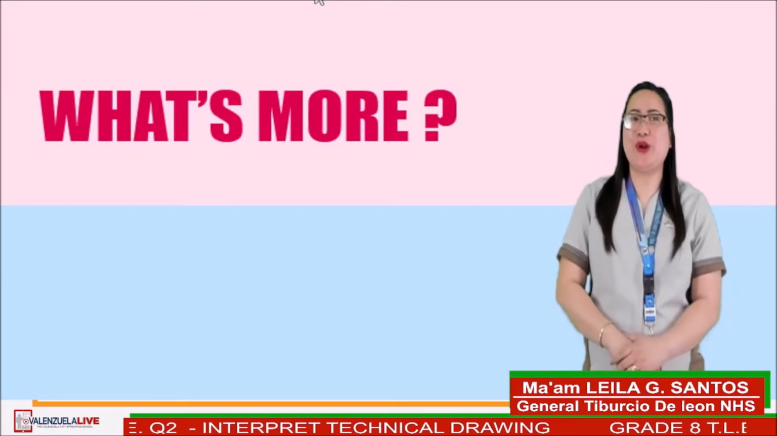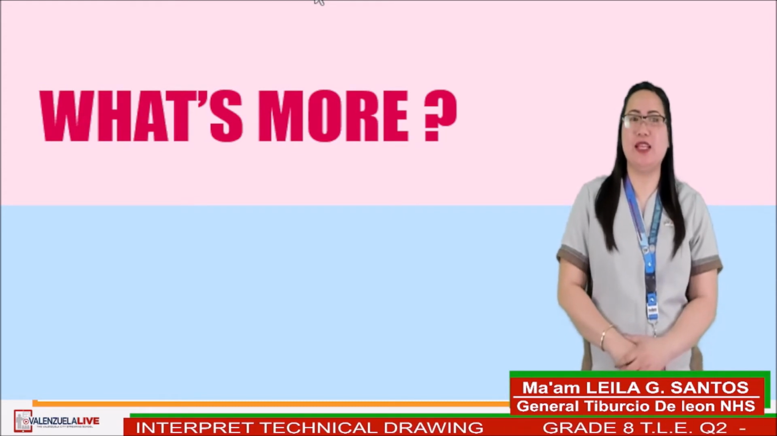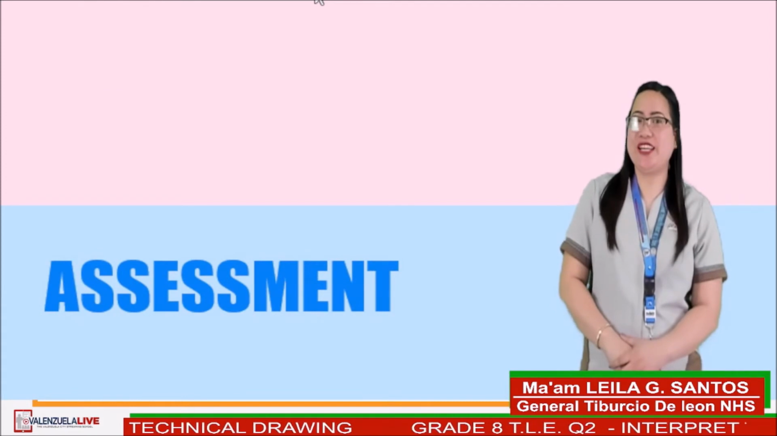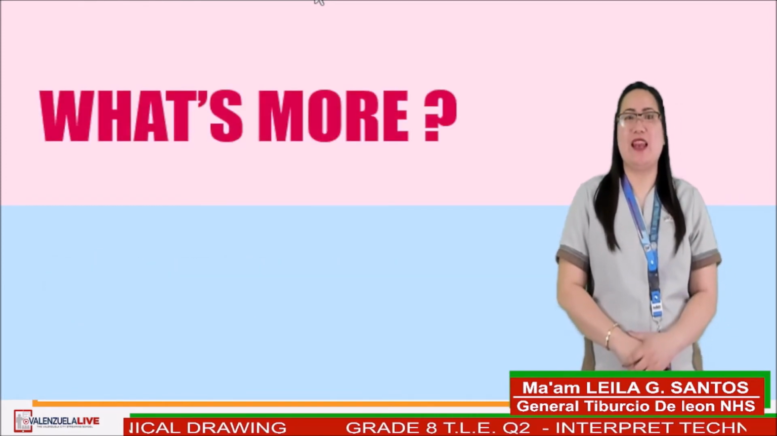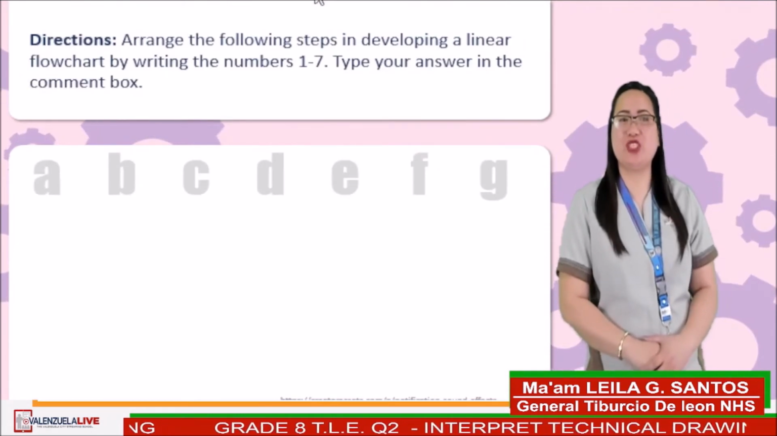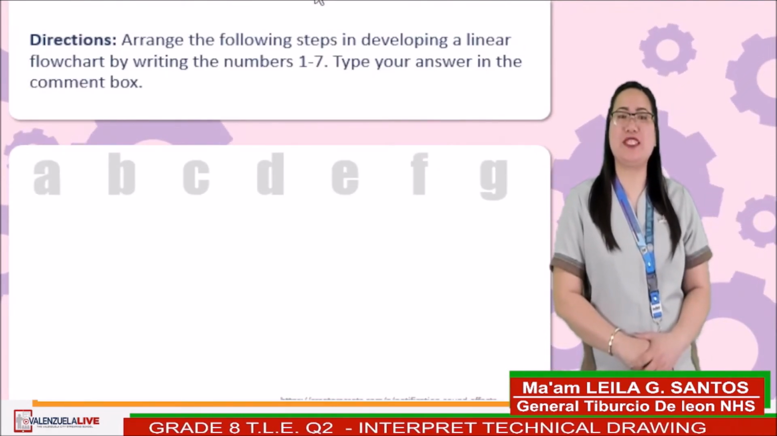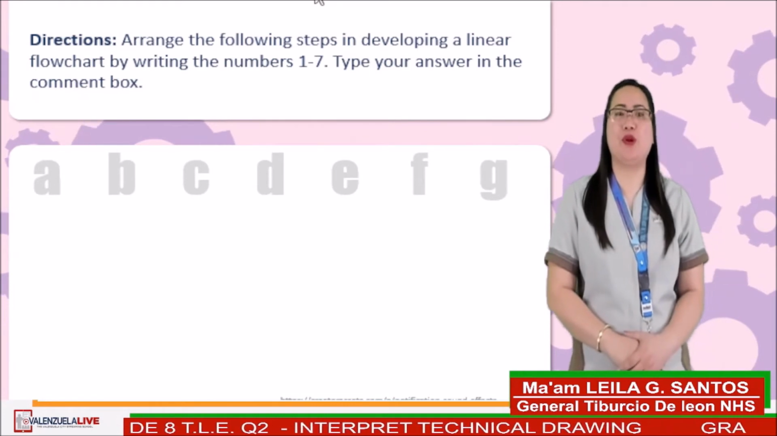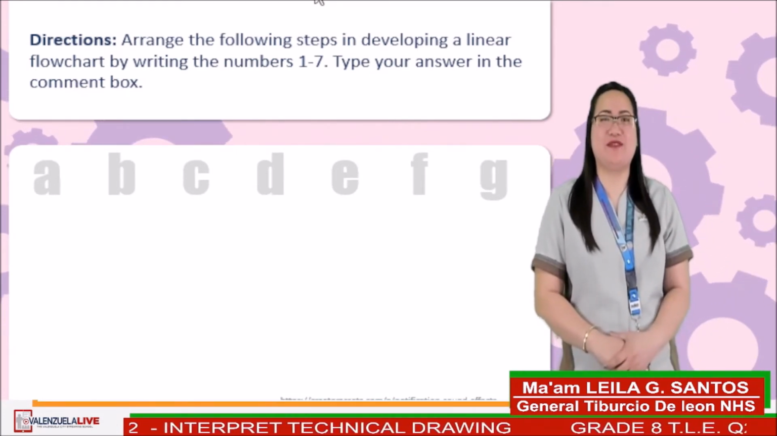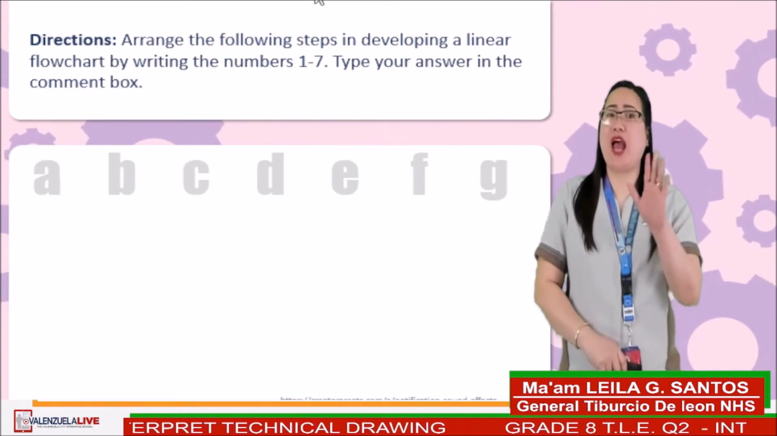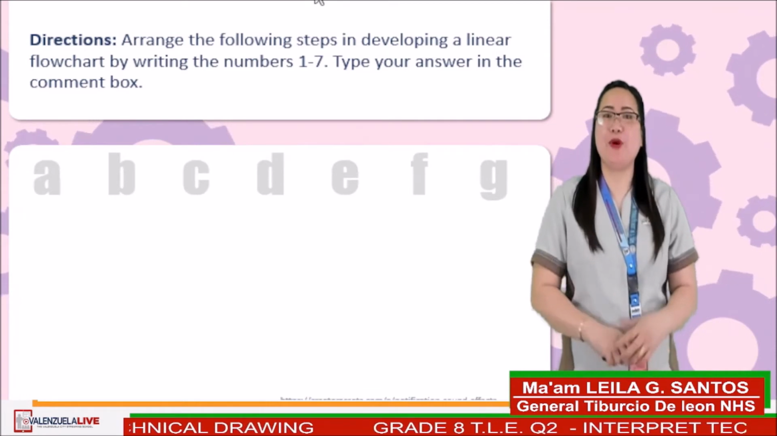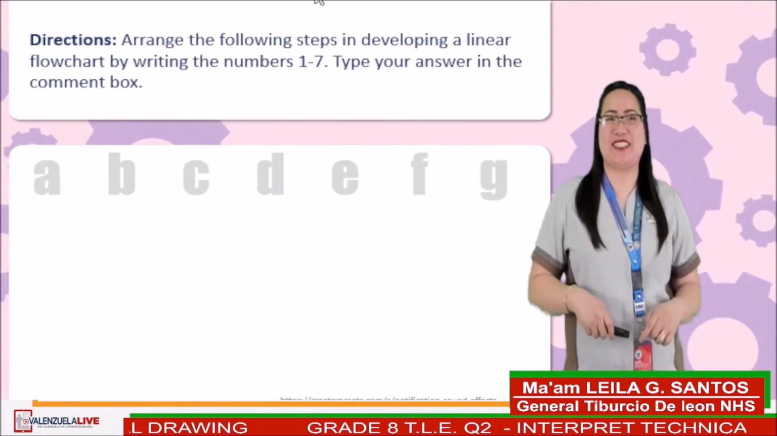And to assess your knowledge from our lesson, let us answer the What's More assessment part on your TLE module. With directions, arrange the following steps in developing a linear flowchart by writing the numbers 1 up to 7. You have only 5 seconds to answer every item. You can type your answer in the comment box.